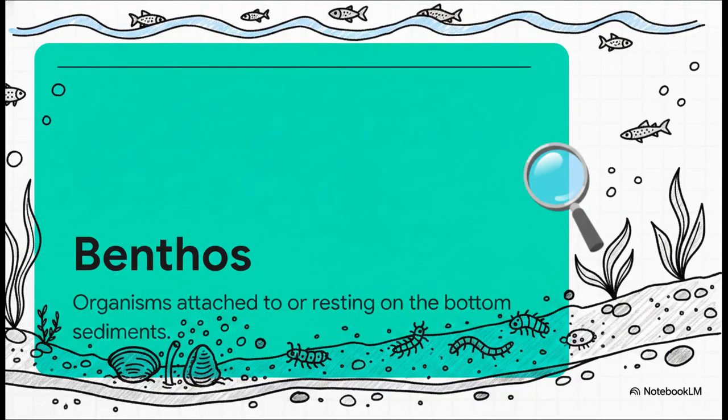Section 5, the benthic bottom dwellers. Down in the dark, we meet the benthos. By definition, benthos are the hardy organisms attached to, resting on, or living directly within the bottom sediments. This is the absolute floor of the freshwater ecosystem, guys. They act as the ultimate recycling crew, usually broken down into filter feeders, like clams, and deposit feeders.